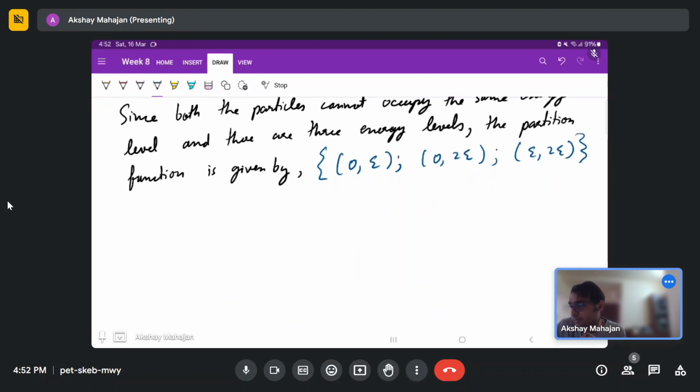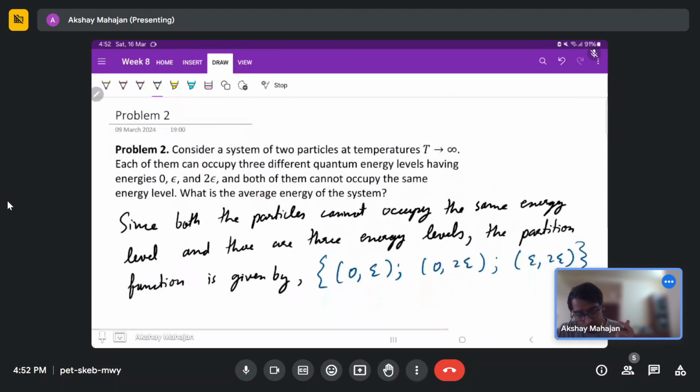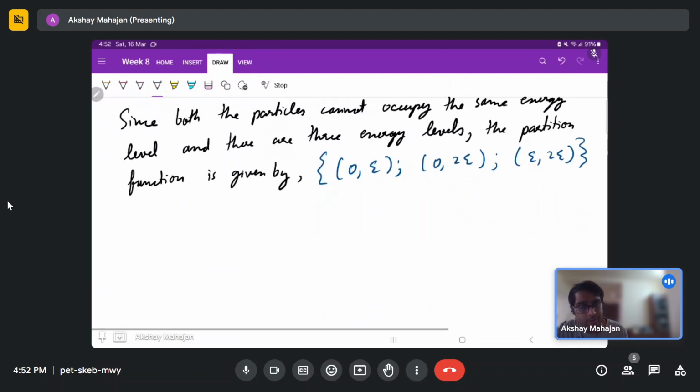And there could be other combinations that you might think of, like epsilon comma 0, but that is not the case, because there are just two particles, so either one has 0 and one has epsilon, and if one has epsilon, the other has 0. If you take epsilon comma 0, that will just give you the same system. So that is not what we are going to consider. We will just consider these three sets of energies.